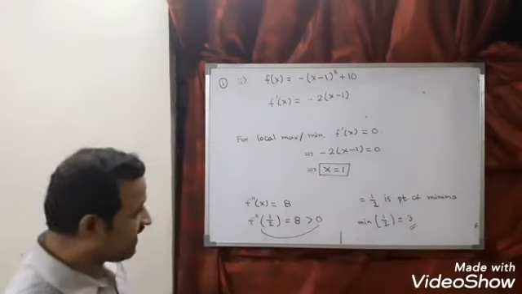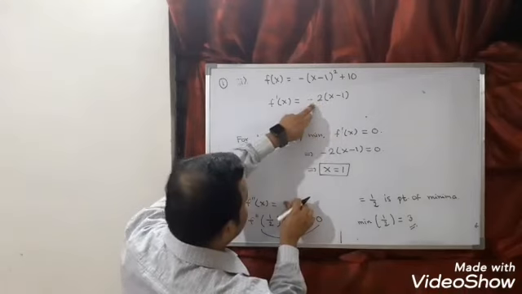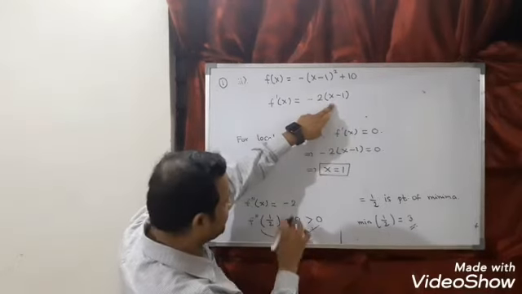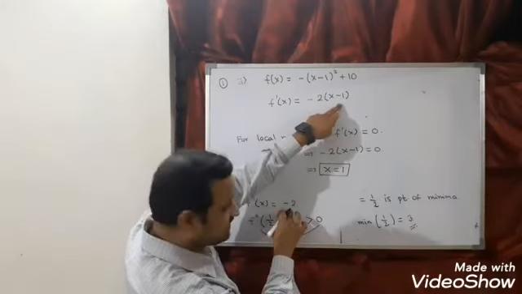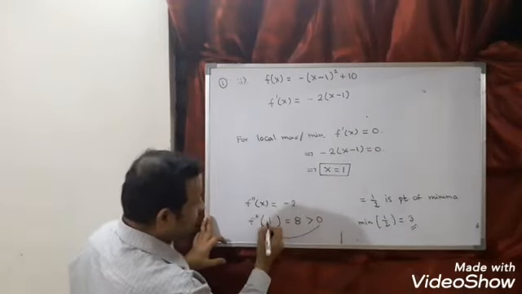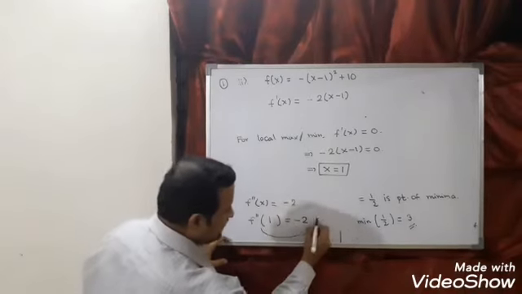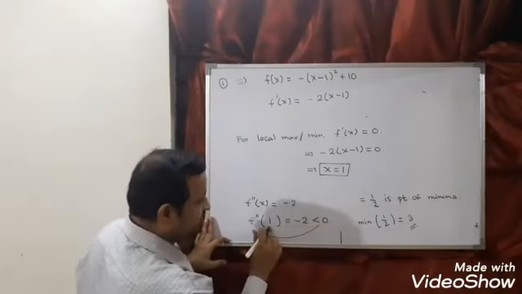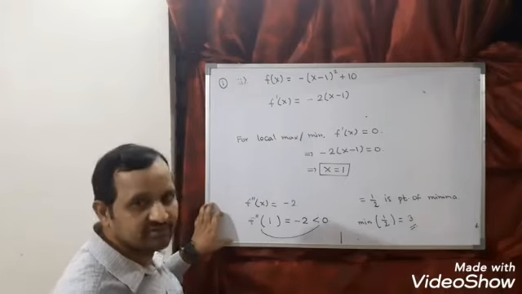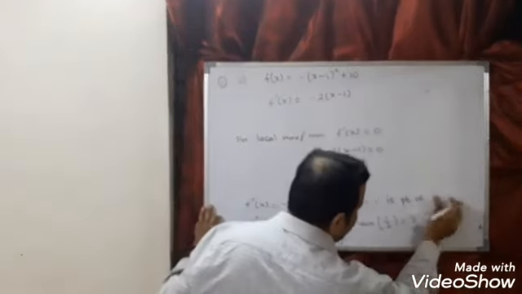Next step, find the second derivative. So what is the second derivative here? Calculate it. I can say minus 2: minus 2x differentiation is minus 2 and plus 2 differentiation is 0. Now put x equal to 1 here. So f double dash of 1 is equal to minus 2. And minus 2 is less than 0. So the second derivative is less than 0. So what type of point is x? Point of maxima. So x is equal to 1 is a point of maxima.